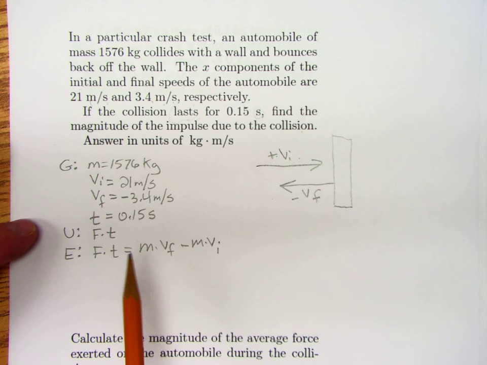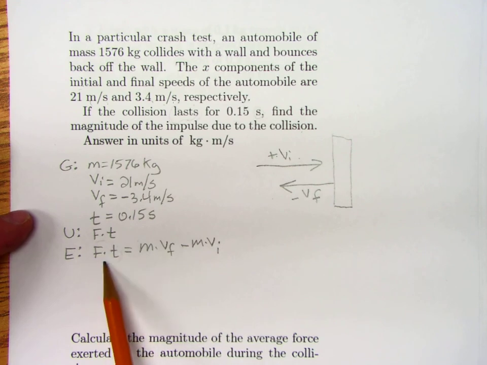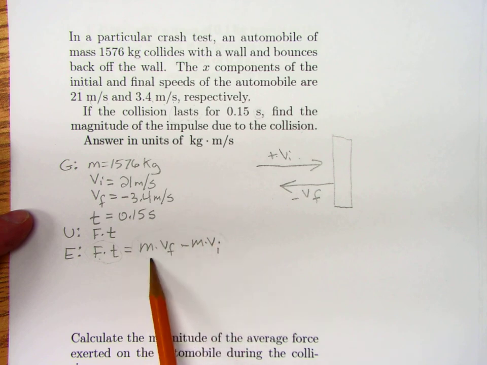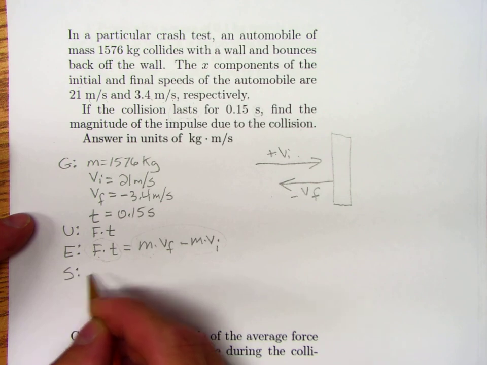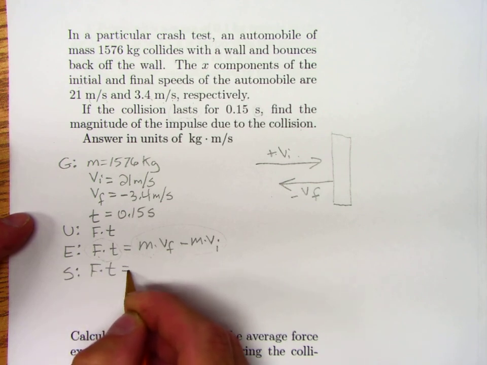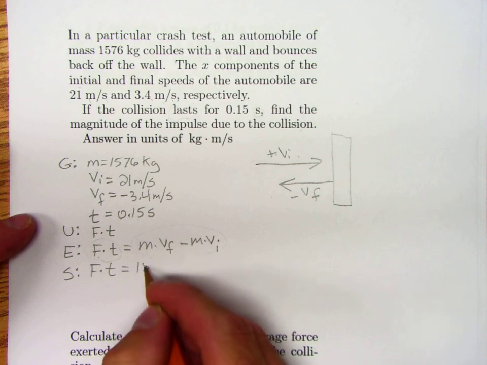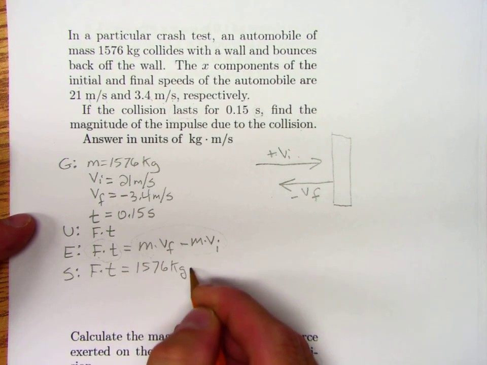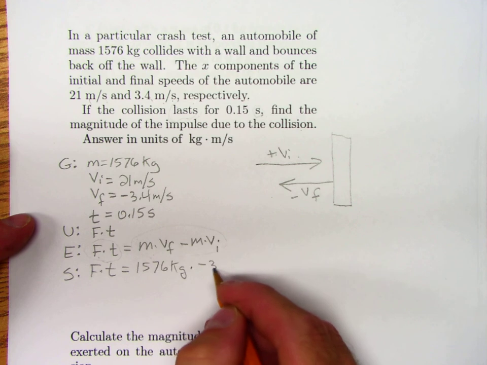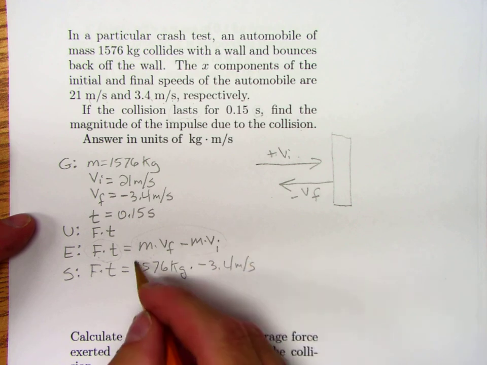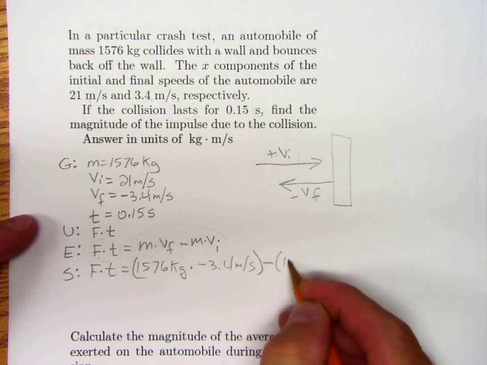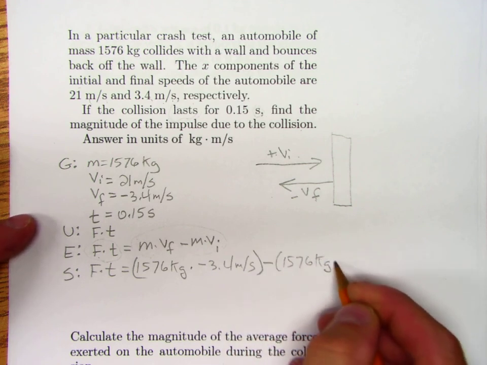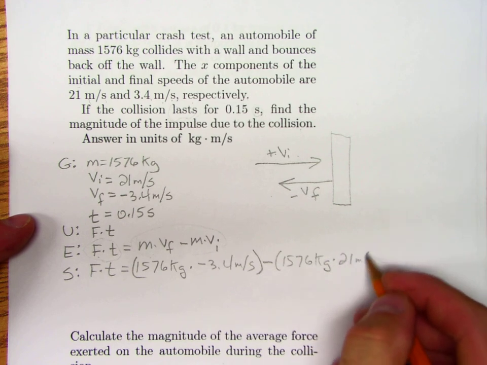Okay, so we cannot find the impulse using this formula because we don't know the force. So we're going to use this second equation for impulse, which is change in momentum. So we're going to plug this in. F times T is going to be equal to 1,576 kilograms times negative 3.4 meters per second minus 1,576 kilograms times 21 meters per second.